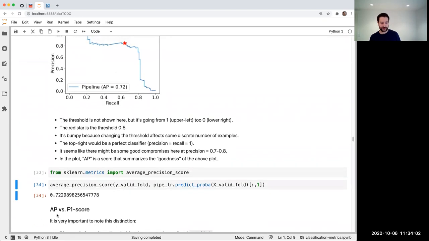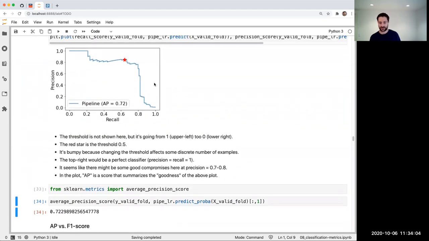I don't have a Q&A here, but I think this would be a good time because this curve is a big concept. Are there any questions about this curve?